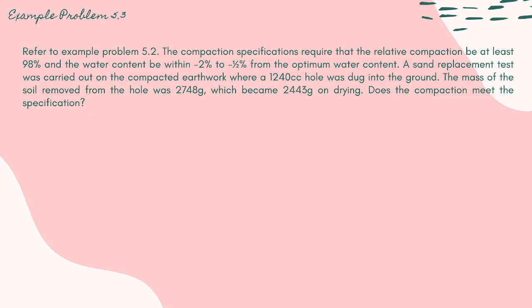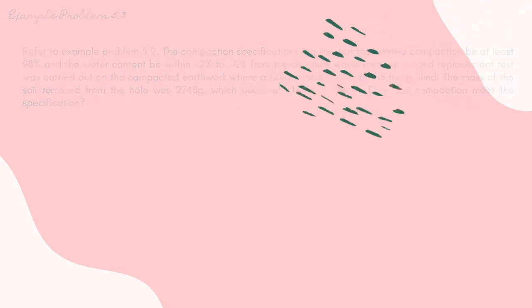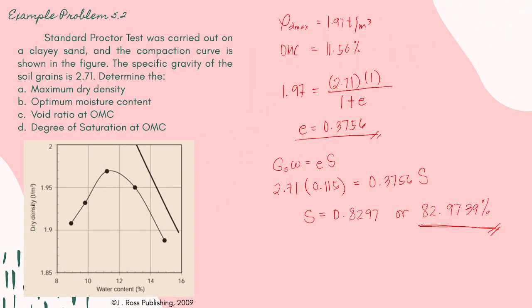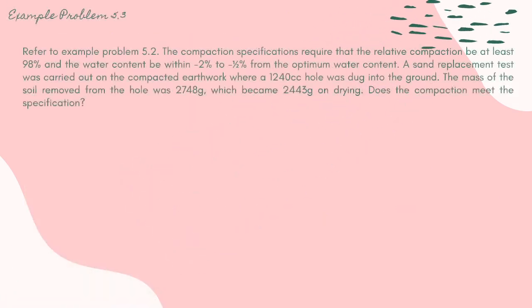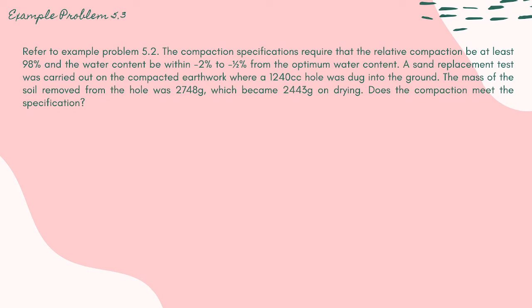In the previous problem, we determined the maximum dry density and the optimum moisture content. In this next problem, we are asked to check whether the soil in the field meets the specifications required. We have two checks: first, the relative compaction, and then the water content of the soil sample.